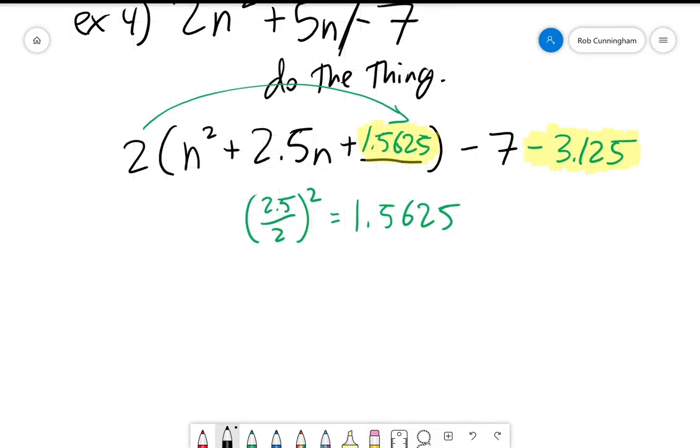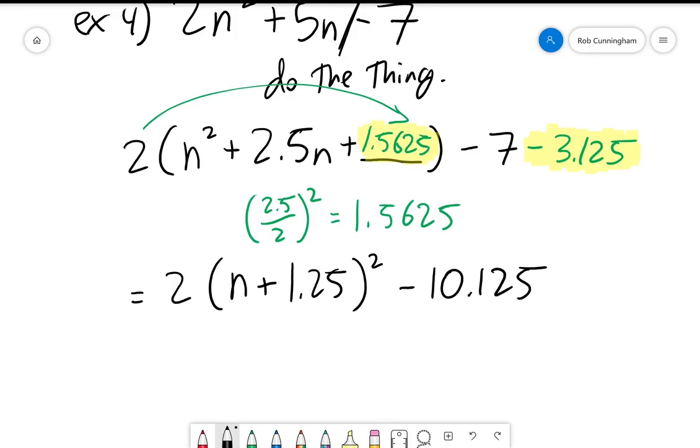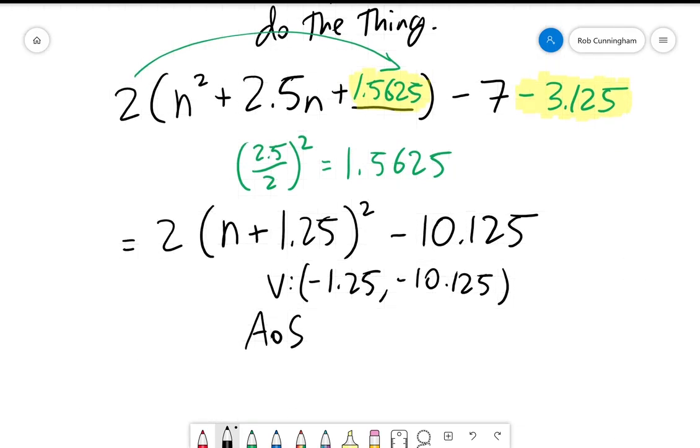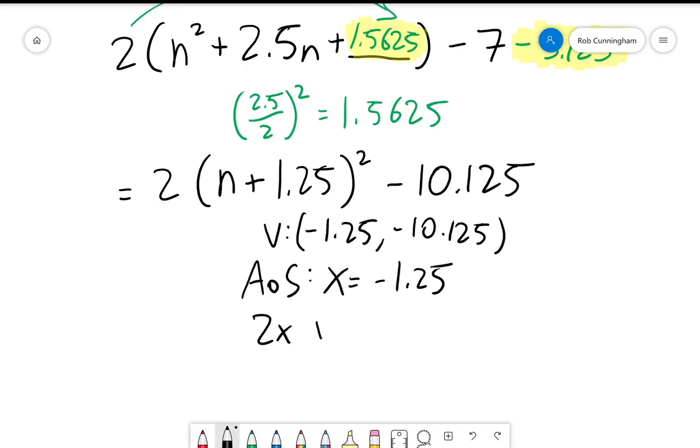Okay. Finally, last step, I promise, 2 times n plus, what is 2.5 over 2, actually? 2.5 divided by 2 is 1.25, squared, minus 10.125. So our vertex is negative 1.25 comma negative 10.125. Our axis of symmetry is x equals negative 1.25, and we have a 2 times vertical stretch.